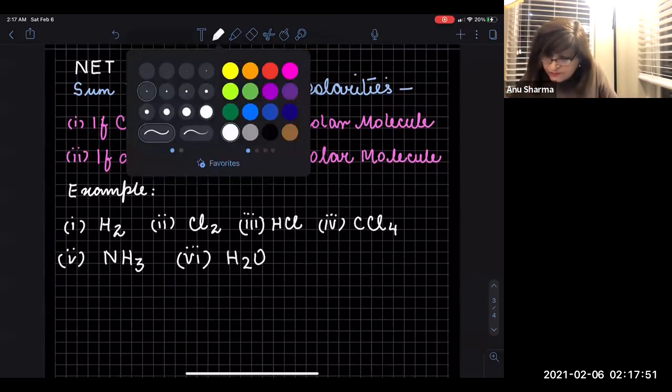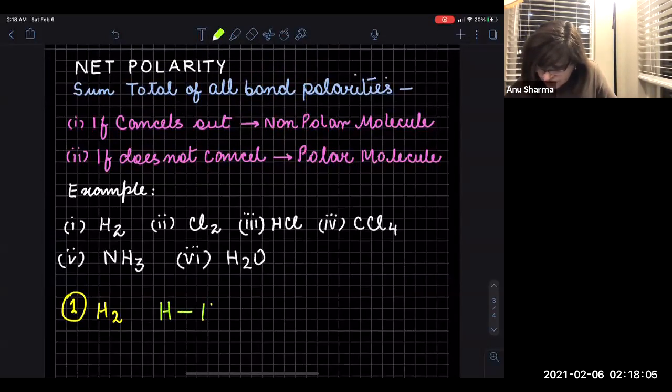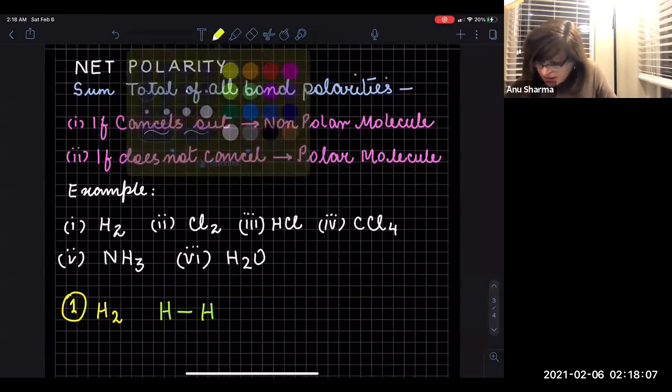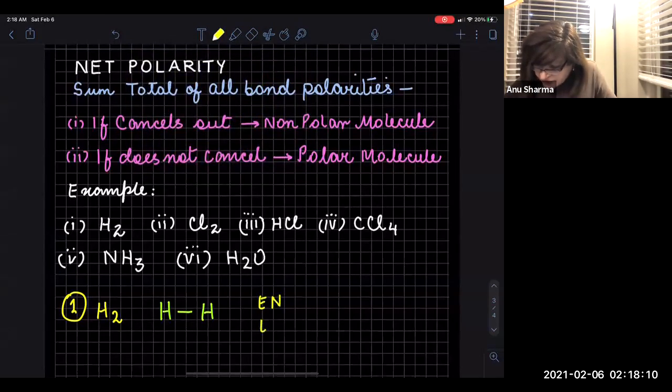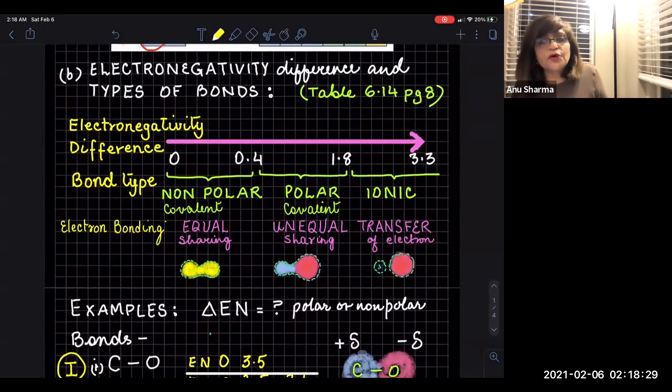One example is hydrogen. Let's look at the case of a hydrogen molecule. We have one hydrogen and the other is also hydrogen. Same thing, the electronegativity of one hydrogen is 2.1, and the other one is also 2.1. So the difference, delta EN, the difference in electronegativity, when you subtract it, becomes zero. Back to this table, you see the zero stands for non-polar covalent.